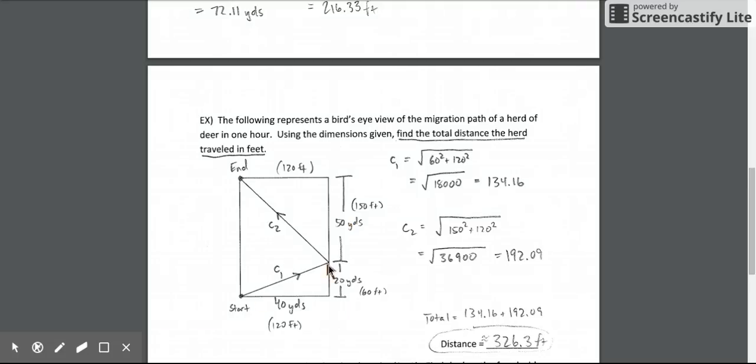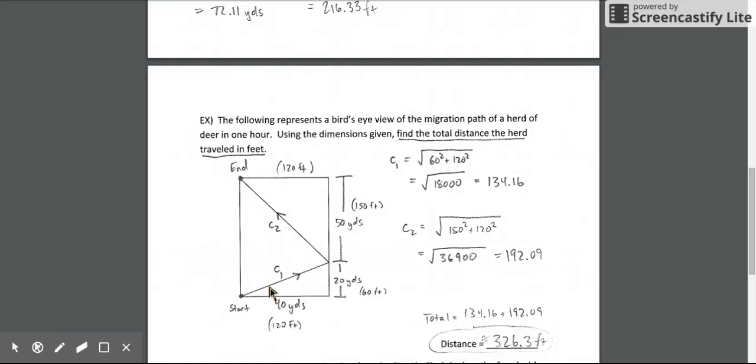And if you haven't noticed already, what we're really doing is solving two different right triangles. We have this first right triangle, where the distance that the deer have traveled is the hypotenuse of that right triangle. And then I have this second right triangle up here, where again, the distance traveled by the deer is another hypotenuse of this right triangle. So because I'm solving for two different c values, I notated that by using C1 and C2, just one way to stay organized in your work.